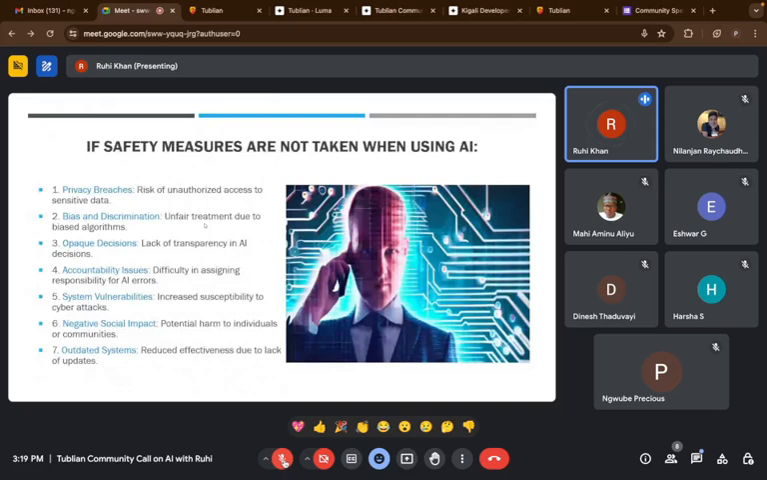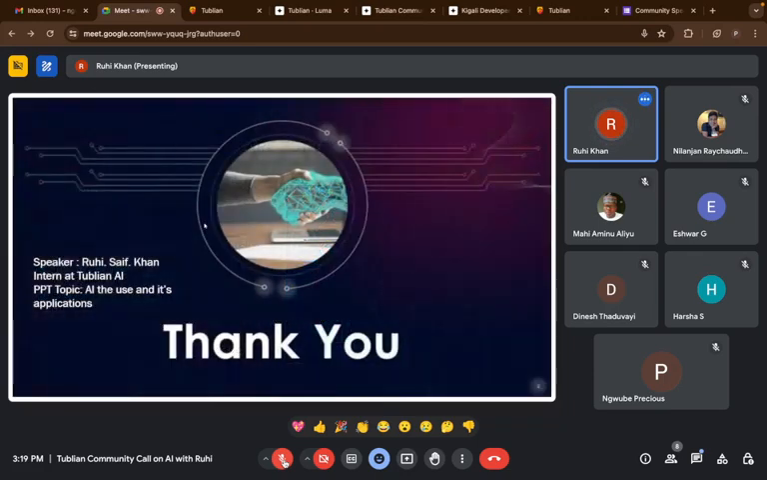And if safety measures are not taken, this can be a very dangerous thing, like privacy breaches, then bias and discrimination, accountability issues, then system vulnerability, and many more things. So it is essential to take proper measures and use AI in a good way. Thank you.